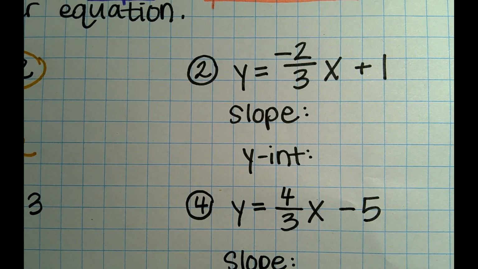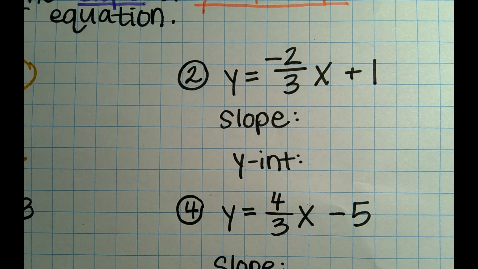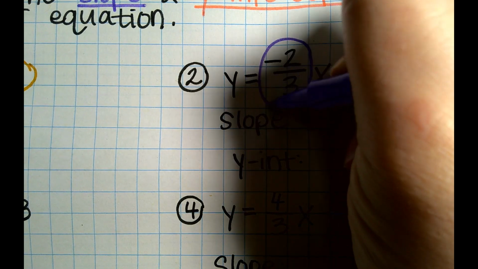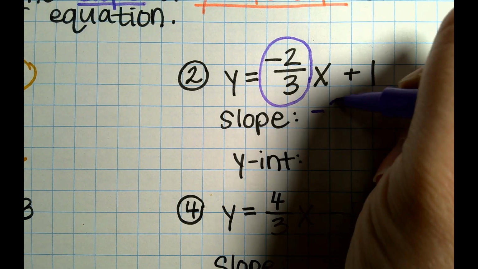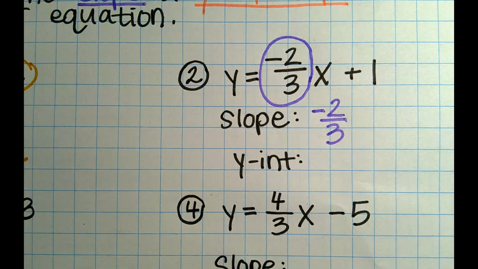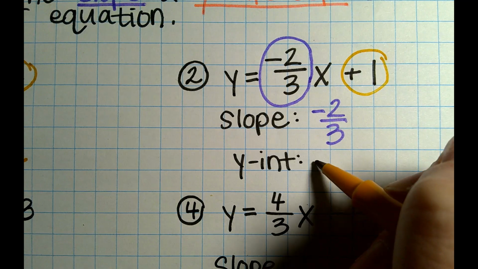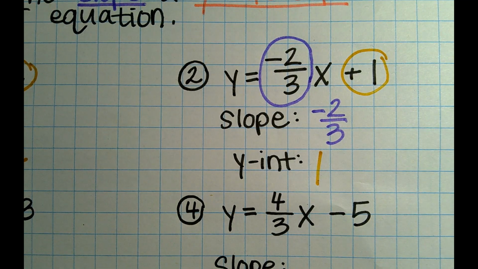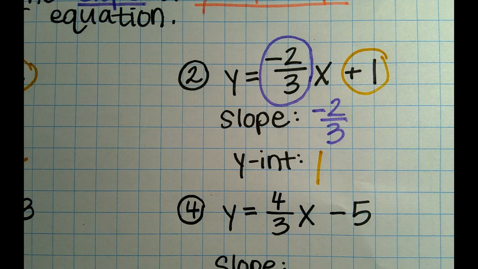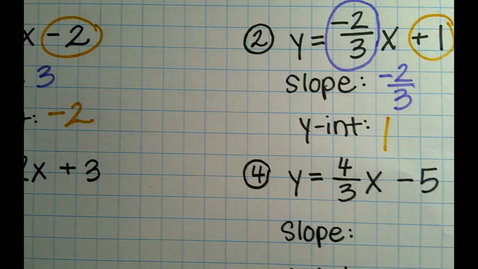Let's look at number 2. y equals negative 2/3 x plus 1. What's my slope? Negative 2/3. Good. Negative 2/3. What's my y-intercept? 1. Perfect.